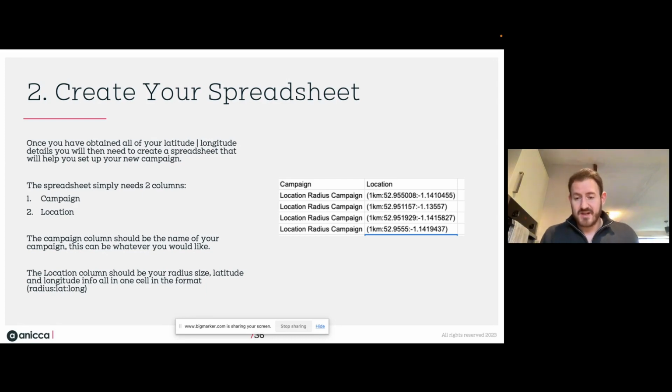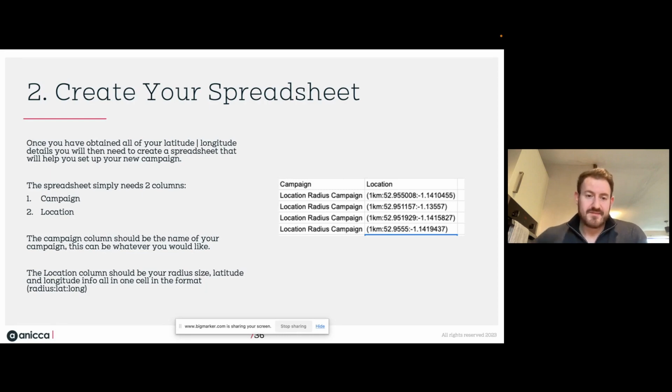But you need to make sure that the format of that cell is radius, colon, your latitude, colon, longitude, and all in little brackets. So for those of you that need an example, you can see the example here on this slide for the webinar as well. And like I mentioned, this particular PDF of the webinar is available to download from within Big Marker. So hopefully you've all got a copy of that by now.